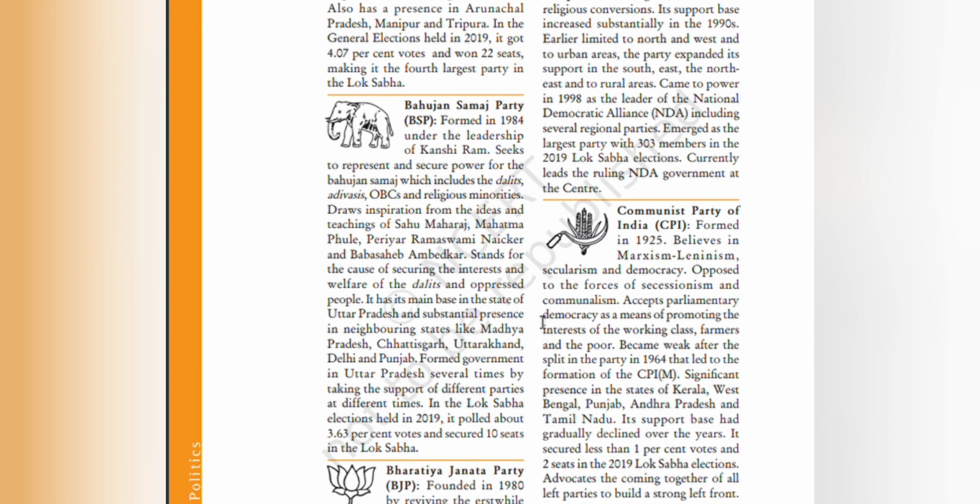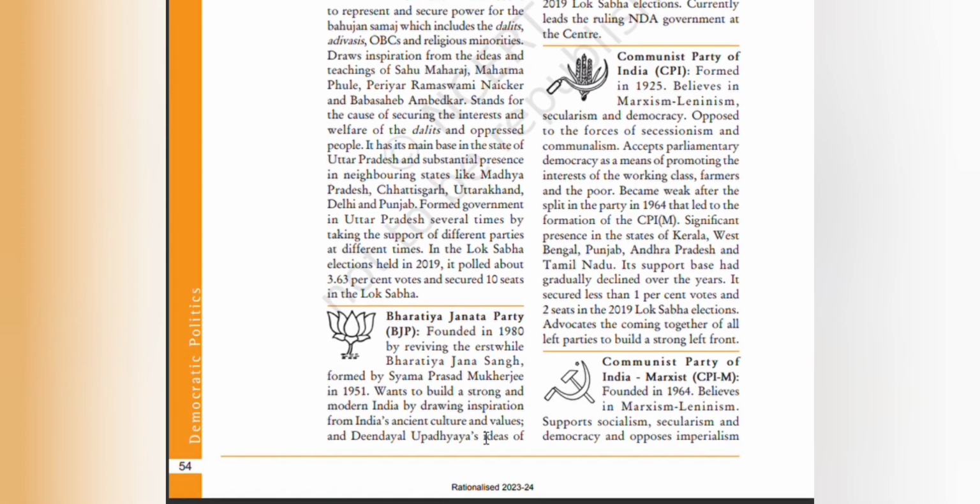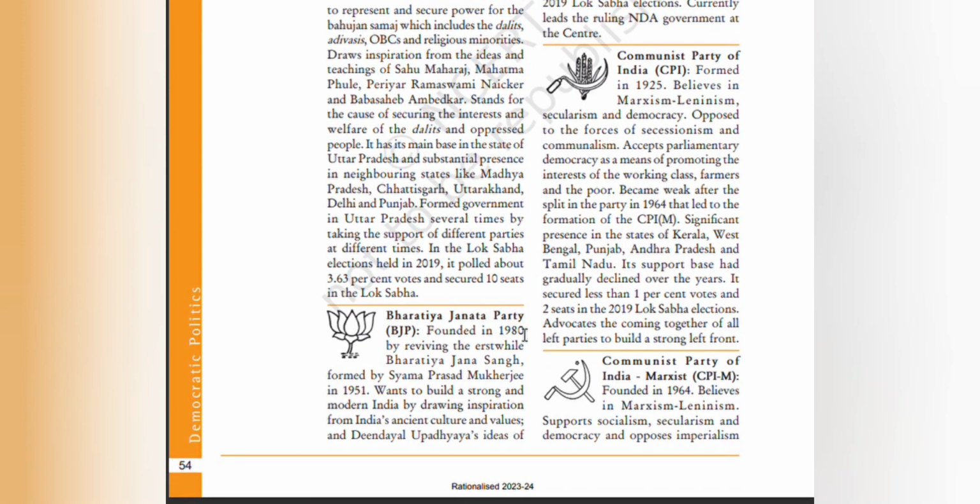It has its main base in the state of Uttar Pradesh, with a substantial presence in neighboring states like Madhya Pradesh, Chhattisgarh, Uttarakhand, Delhi, and Punjab. It formed government in Uttar Pradesh several times by taking the support of different parties at different times. In the Lok Sabha election held in 2019, it polled about 3.63% votes and secured 10 seats in the Lok Sabha.